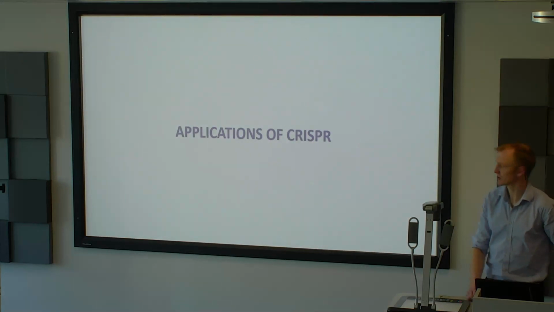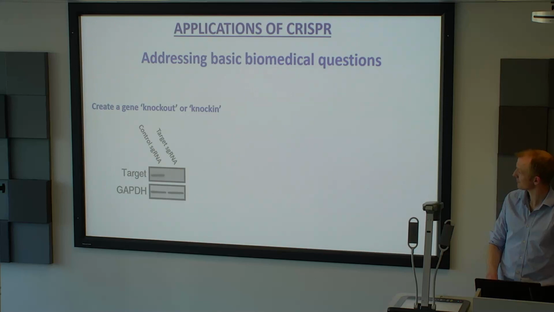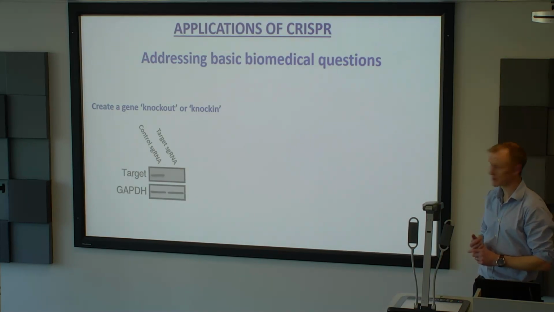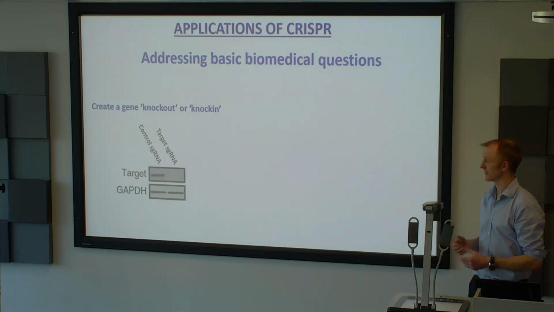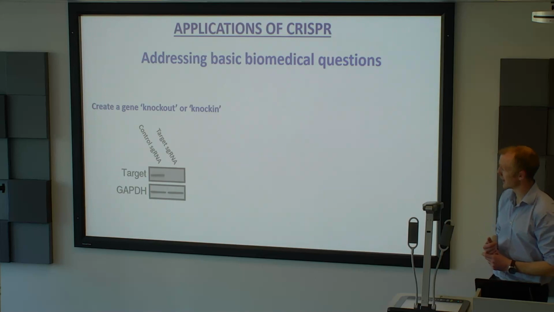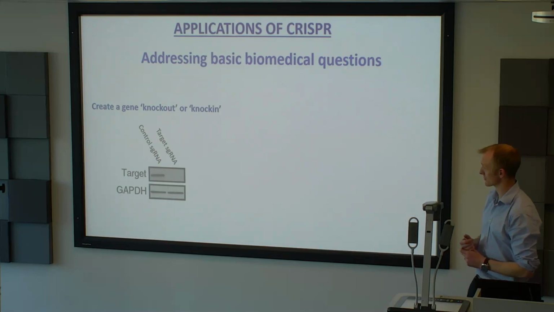Okay, so now we come to the applications of CRISPR and how it can be used to modify the genomes of all types of cells, including mammalian cells. So it can be used to address basic biomedical questions, just like an RNAi, RNA interference experiment, which I showed 2 weeks ago, by adding in a guide strand which is complementary to the target genomic sequence. You can create a double-strand break.